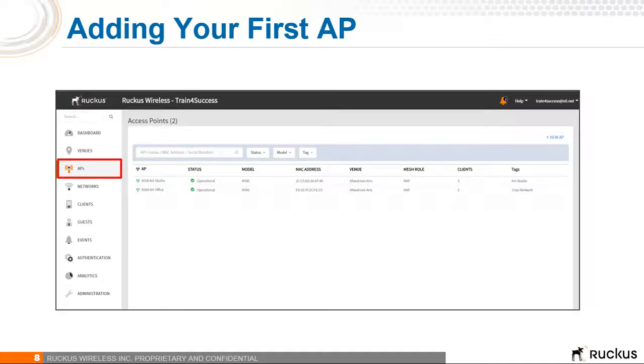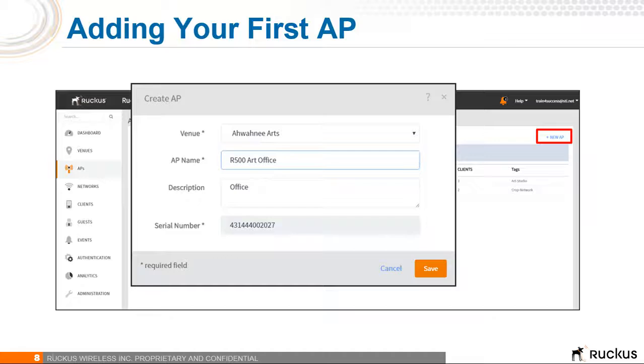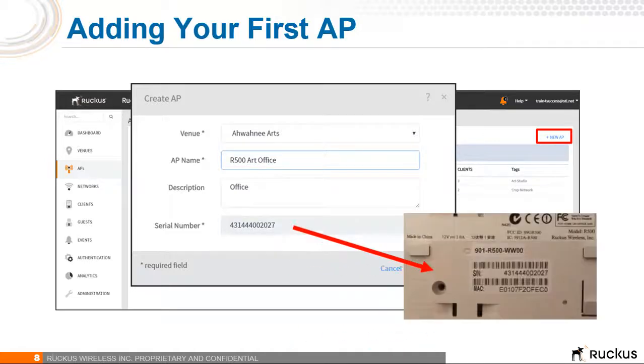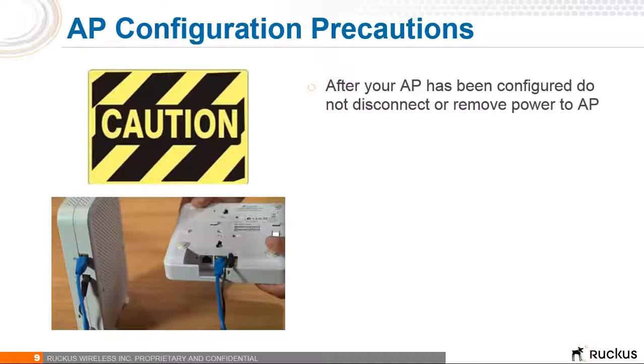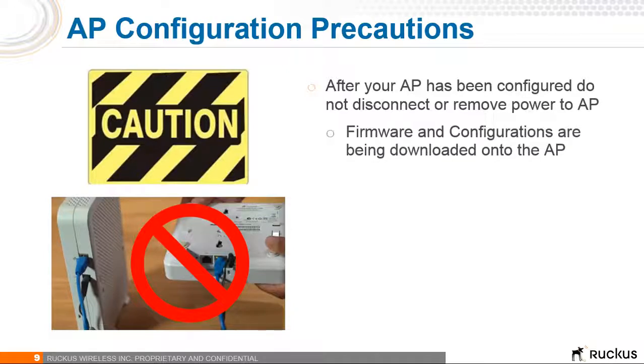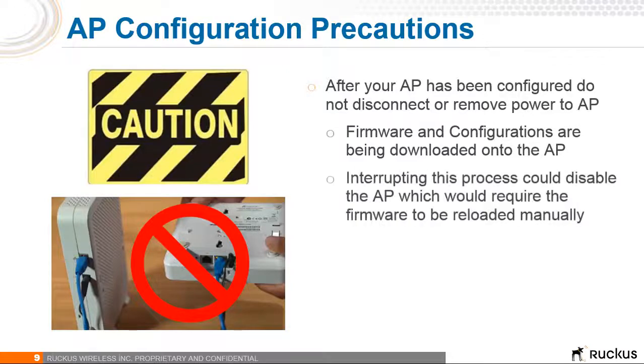Next, you'll add your first access point. Select APs on the navigation bar, then click on the plus New AP in the upper right corner of the page. Select the venue you want your access point to be part of, give it a name and description, and then enter the AP serial number, which can be found on the bottom of the access point along with its MAC address. As a note, after your AP has been configured, do not disconnect or remove the power to the access point at this time, as firmware and configurations are being loaded onto the access point. Interrupting this process could disable the access point, which would require the firmware to be reloaded manually.